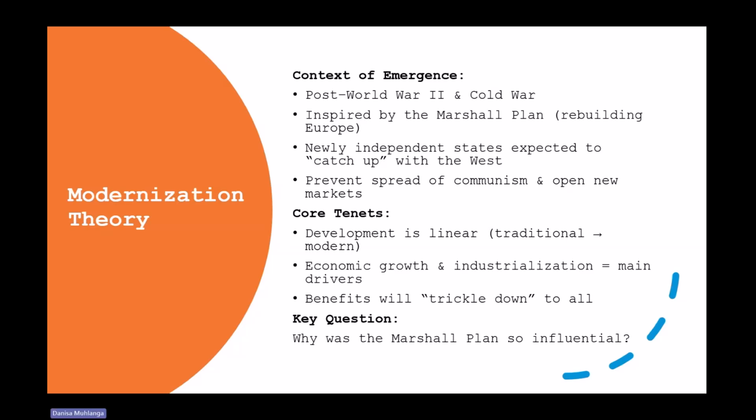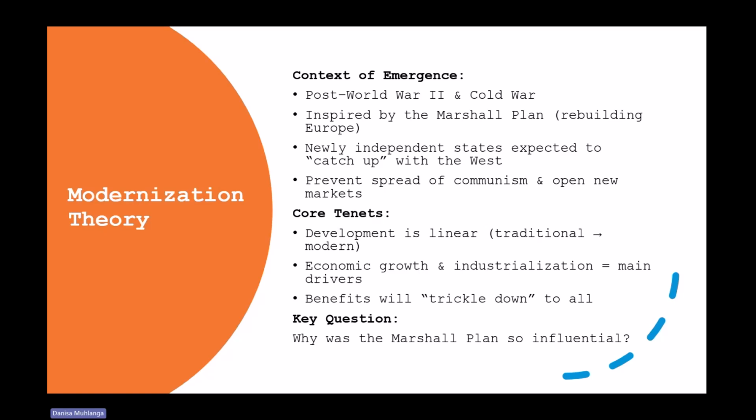It emerged in the context of the post-war era. You remember, we spoke about this. So it emerged in the context of the post-World War II era, okay, when newly independent third world countries were seen as what? They were seen as needing to catch up with the West. You remember we spoke about this.